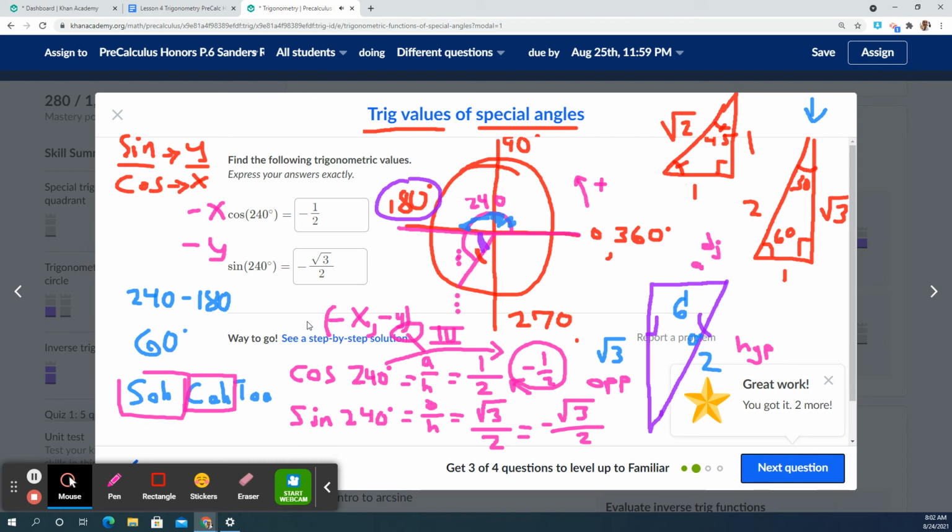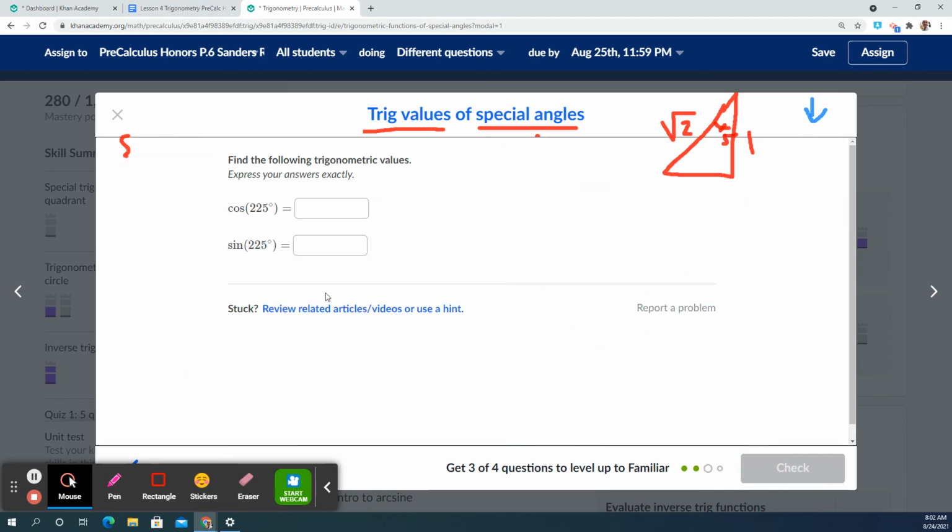All right, so that's the technique: we need to look at the quadrants and decide, are your x's and y's, linking to your sines and cosines, positive or negative in that quadrant? And then you're matching a special right triangle that would normally be in quadrant 1, and then changing the signs depending on which one we're looking for. All right, 225, it looks very similar.